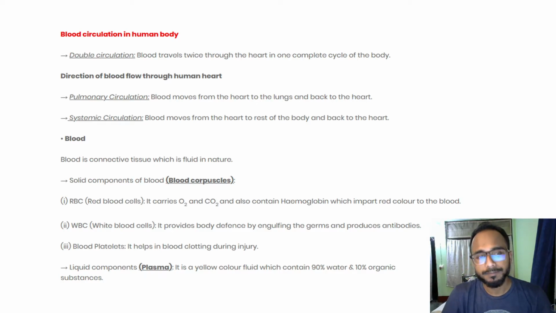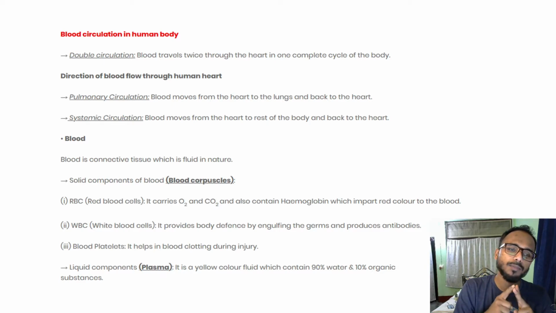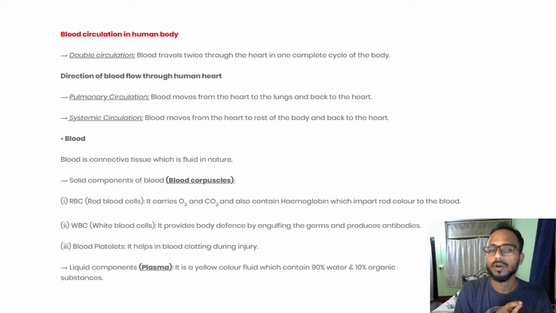What is blood? See, as I said, blood is just a medium for the transport of what? Oxygen to different parts of the body. Blood is a connective tissue which is fluid in nature. We all know it is a fluid, it can flow. Now blood has 3 components: RBC, WBC and platelets. RBC is what? Red blood corpuscles or red blood cells.